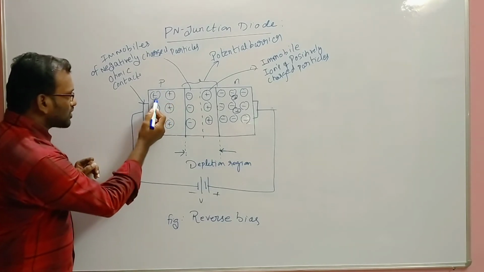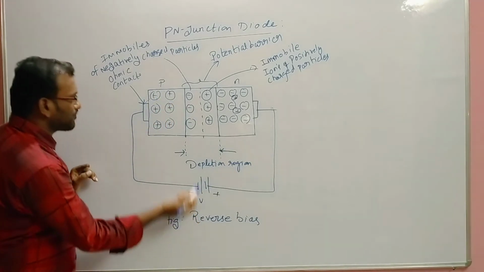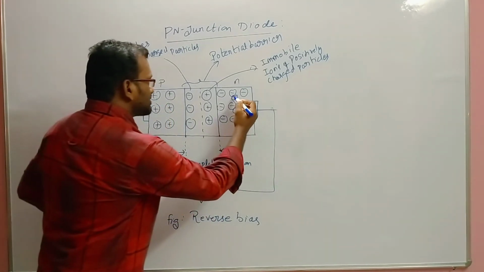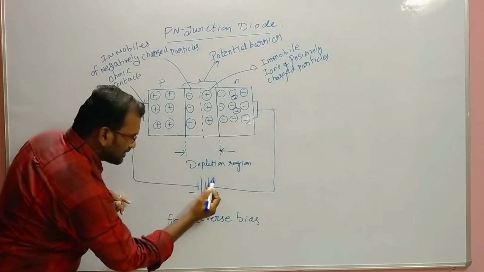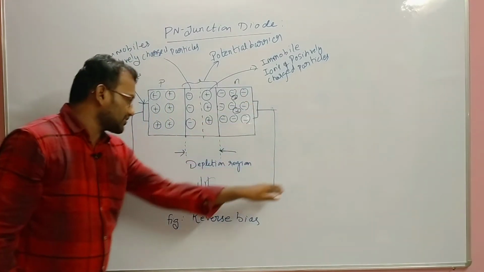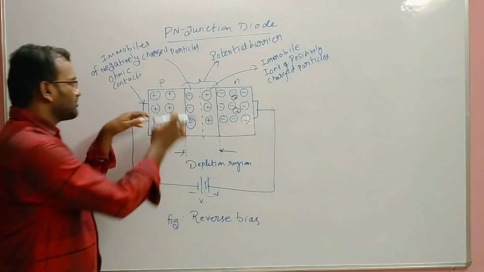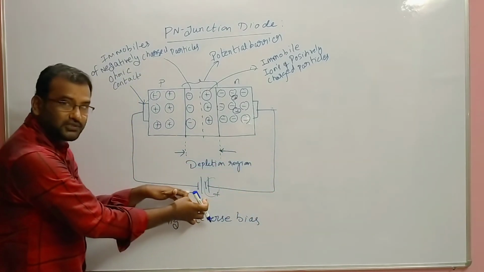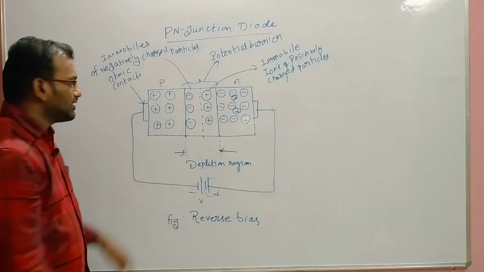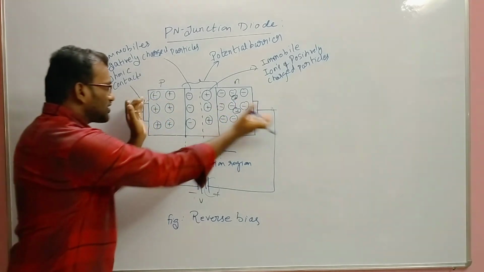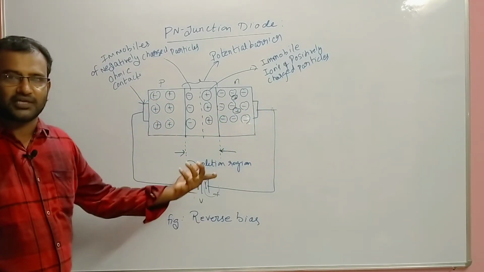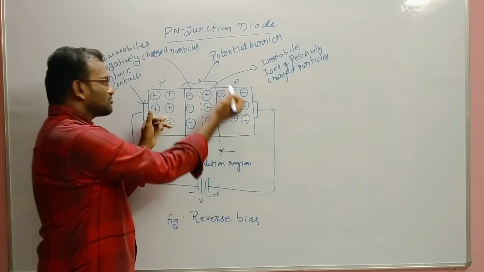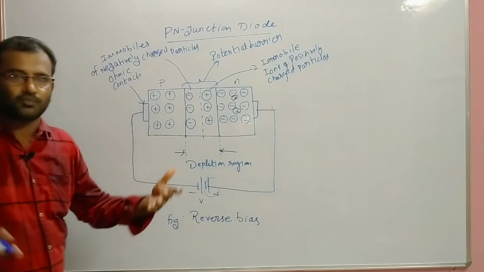In the P type region, holes are attracted to the negative terminal of the battery, whereas in the N type region, electrons are attracted to the positive terminal. What will happen here? From the P type region and the N type region, these two charge carriers are attracted toward the battery. Then here there are no charge carriers. If there are no charge carriers, then what about current? Nothing. Because only if holes move to the N type and electrons move to the P type across the junction is there a possibility of current flow.